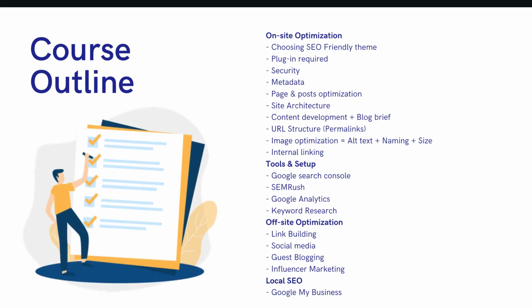And then page and post optimization, how to optimize your pages and posts. Site architecture, like the menu of your website, what is the science behind it, right? Because that's how Google will index your website. That's how they will place priority on those pages. Why did you choose them? Are they your cash cow and things like that? Those are the things that we're going to talk about.